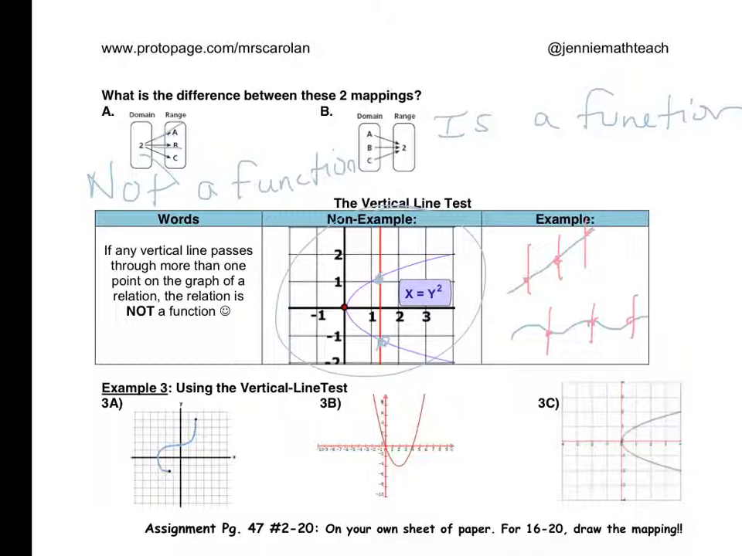If we do the vertical line test on 3A, if we put a line right there, it would fail, so that would not be a function. If we did the vertical line test on this one, it wouldn't matter where we drew the vertical line, but the blue and the red, as you can see, would only intersect 1 time, so yes, that would be a function. And finally, 3C, this one is a no, because the line would cross in more than 1 place.